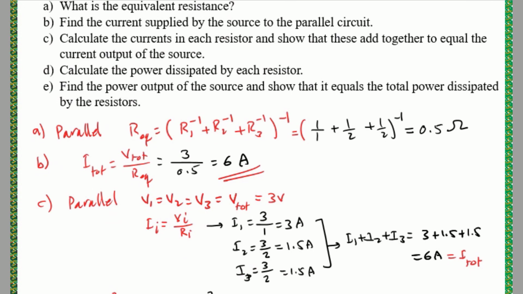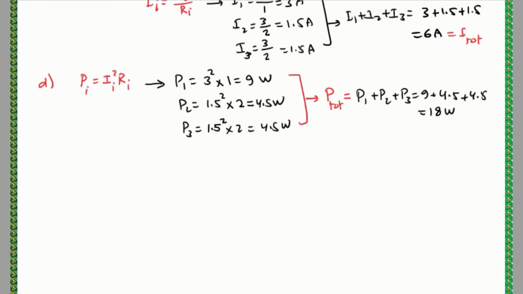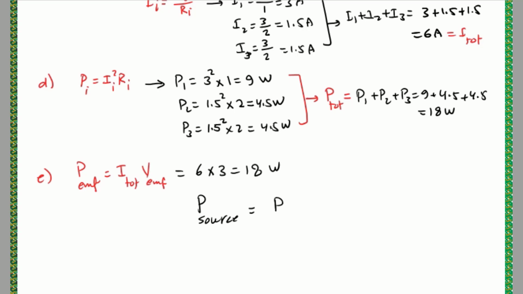E: find the power output of the source and show that it equals the total power dissipated by the resistors. Now, the power of the battery, EMF, equals I total times V EMF. The total current is 6 and the voltage is 3. 6 times 3 is 18 watts. Look, the power by the source equals the power dissipated by all resistors.